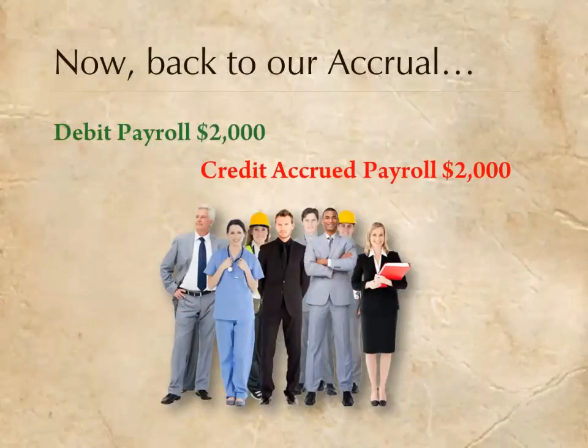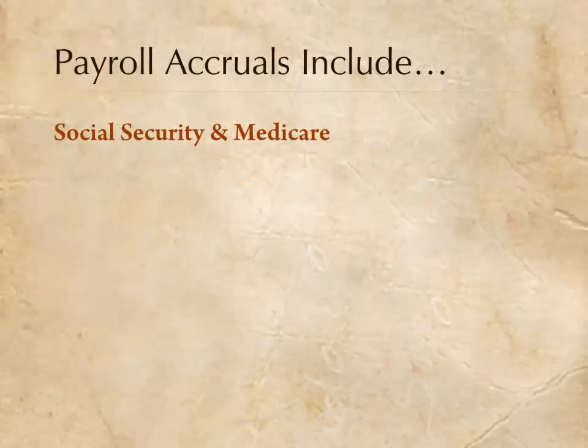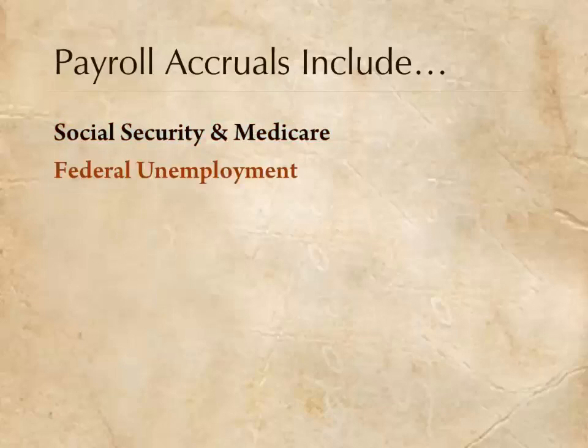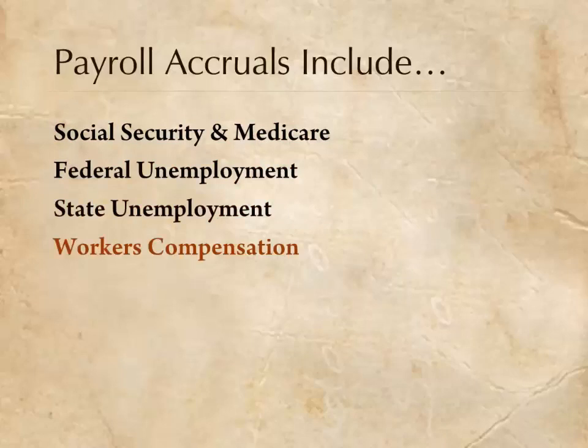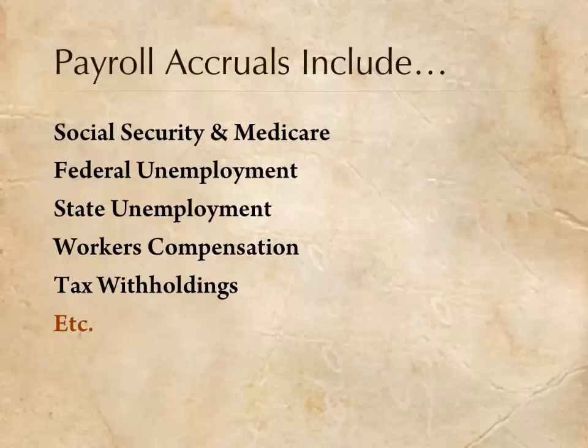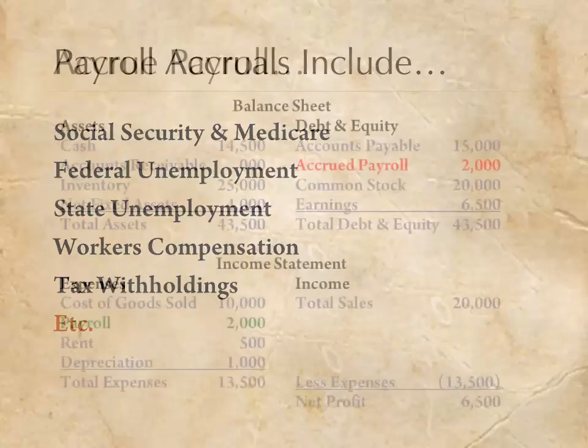Now, back to our $2,000 payroll accrual. First, we debited payroll expense for $2,000, and then we credited accrued payroll for $2,000. We should note that A-Systems software does accruals automatically. When we post our end-of-month payroll, it accrues in one month to be paid in the next. A-Systems software does a thorough payroll accrual, including Social Security and Medicare, federal unemployment, state unemployment, workers' compensation, tax withholdings, and the like. In our example, we are just going to demonstrate a simple accrual.